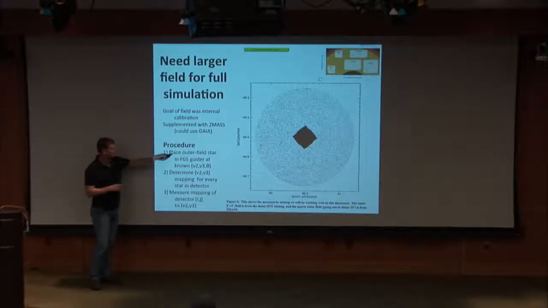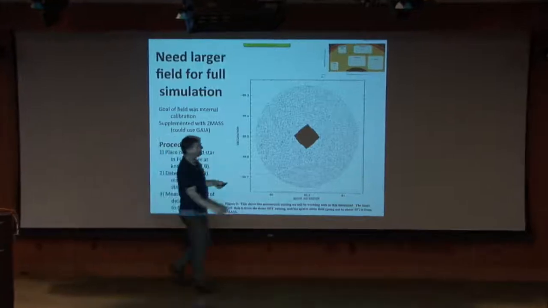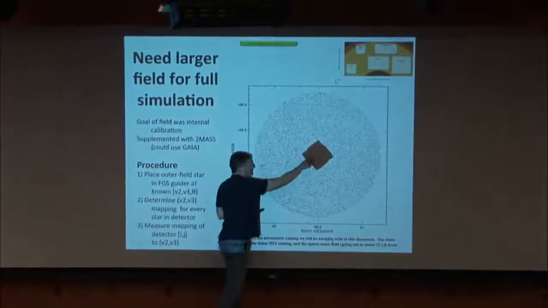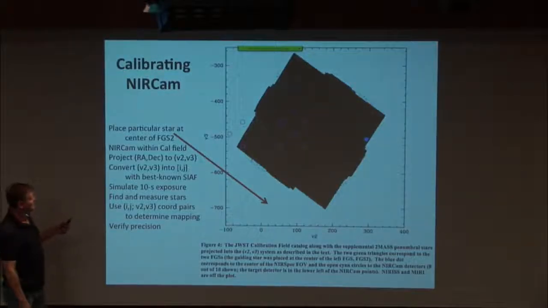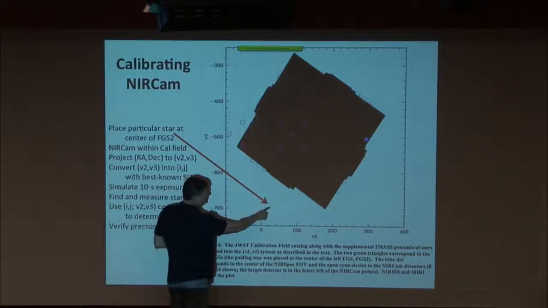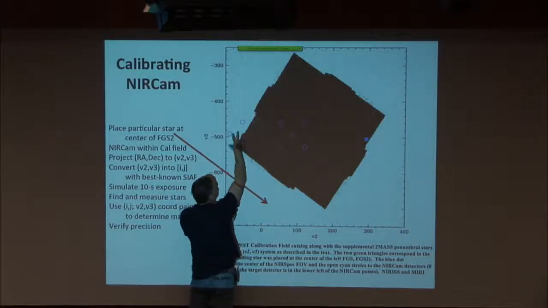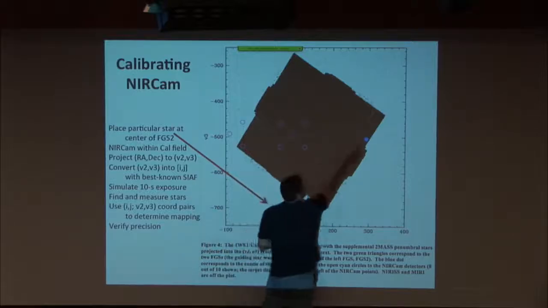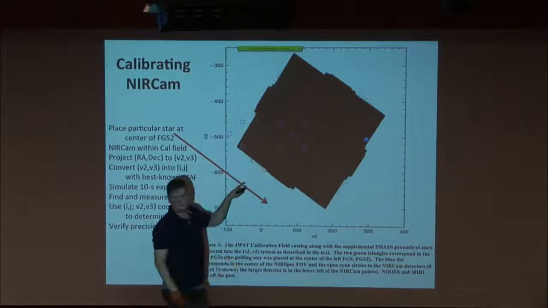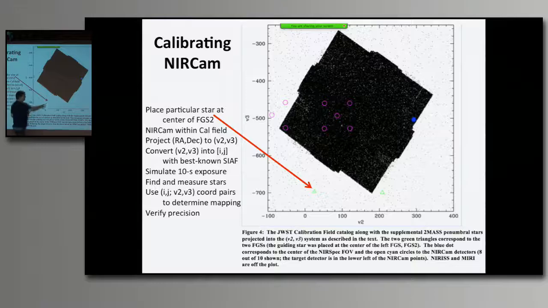So I put a star in the FGS, at the center of the FGS out here, and figure out where NIRCam or another instrument will fall there. So just as an example, I put this particular star at the center of FGS2, and then here are the field points for NIRCam, one side, another side, that's NIRSpec. And so this is where the center of each of those detectors would be. So if I put a star here, then that's where the NIRCam detector would fall at a certain orientation of the telescope. So I'm going to simulate.